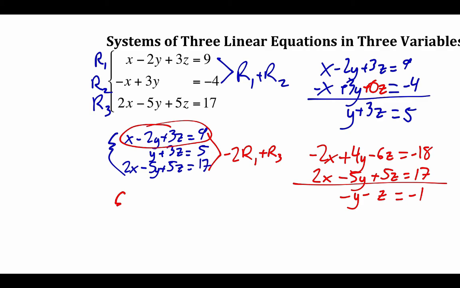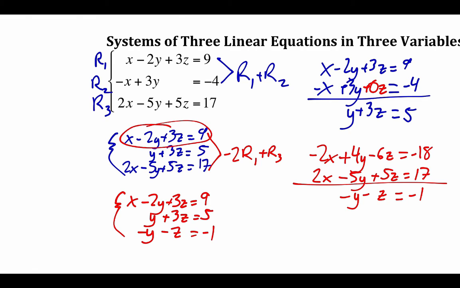So let me just rewrite this here. We've got the first row still x minus 2y plus 3z equals 9. Second row, we did that earlier. We got y plus 3z equals 5. And now our final row, we eliminated the x's. So now we have negative y minus z equals negative 1. Awesome. So now we have fewer variables in that third row.